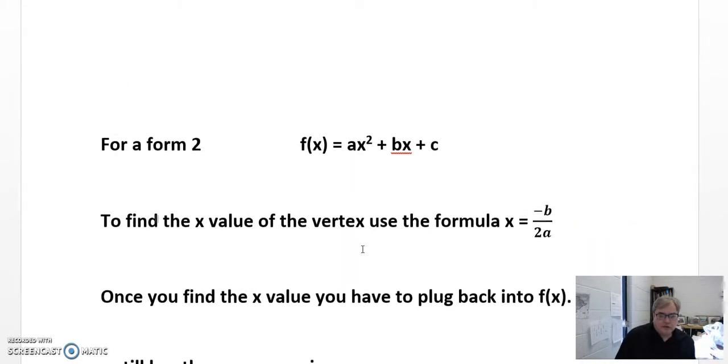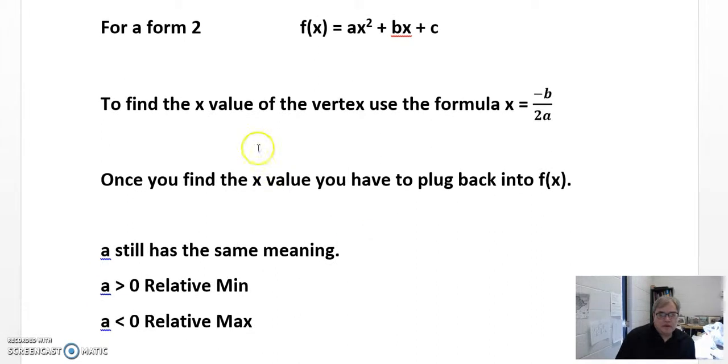A less nice form is this one. So ax squared plus bx plus c, we have our a, the b, and the c. To find the x value of the vertex, you're going to use this formula here, minus b over 2a. You'll notice that's something from the quadratic formula. If the discriminant D is equal to 0, that's where this is coming from. And you're going to get this value and plug it back in for x to figure out what the y is.